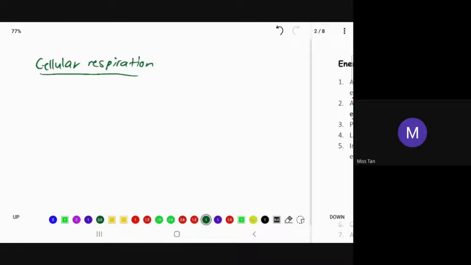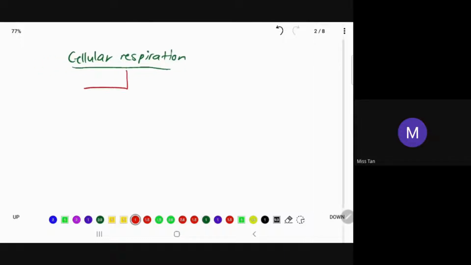Okay, now, external, which we call breathing, since cellular respiration is talking about internal already. Just now what you said is actually respiration alone. Now, internal will be cellular respiration.